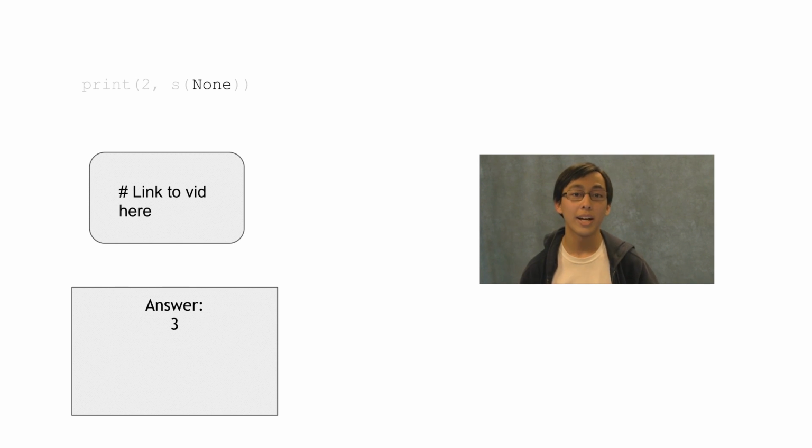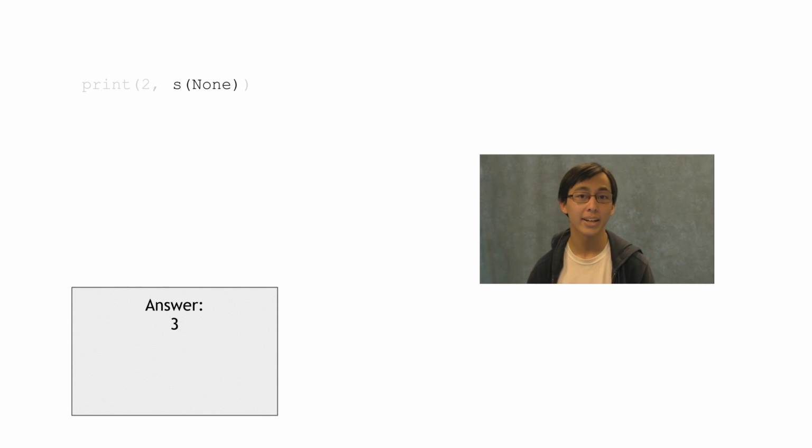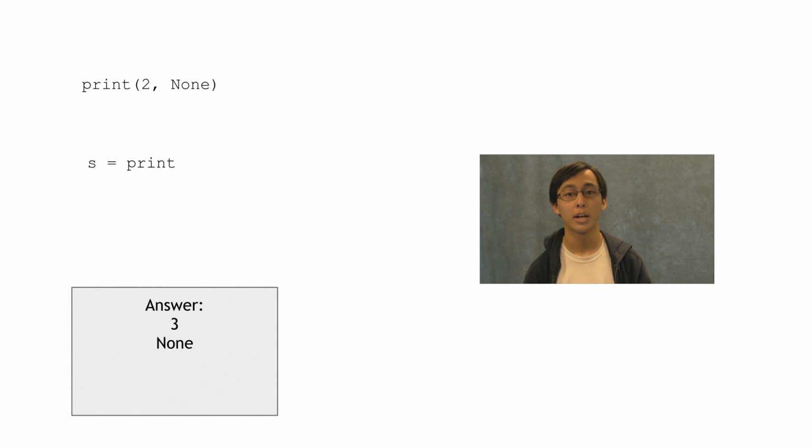So now we need to call s on None. When we look at s, we see that it refers to the print function. We replace s up here with print, so down here we print None. You might think that printing None might give us an error, but that's not the rule in Python. And now we can replace this whole s function call with just None. So finally, we have print 2, comma, None. And we write down on one line 2 and None.